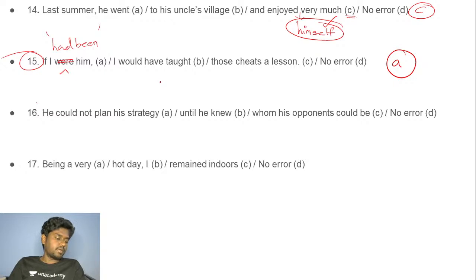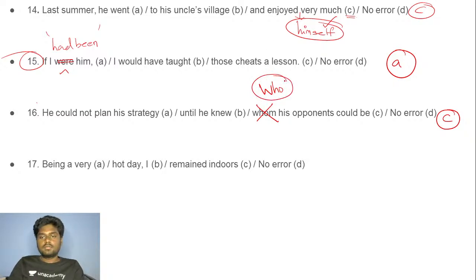Superb, superb, Tripti Pandey, superb, guys. That is, the error is with option C. Option C has an error here. That is, he could not plan a strategy until he knew. It should not be whom, it should be who. Right? So it should be until he knew who his opponents could be. It should not be whom, it should be who. Very good. Come on. Go for the 17th one.